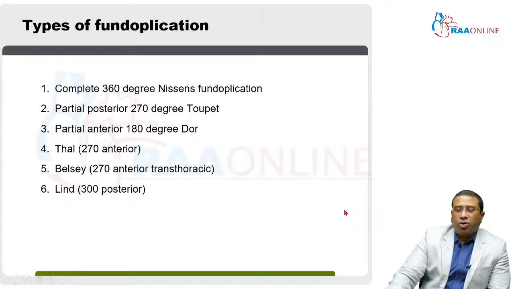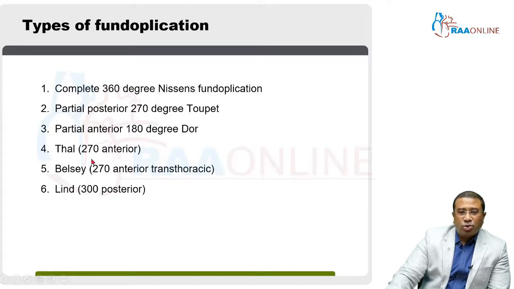So what are the different kinds of fundoplications available? The most common one and the gold standard is the 360-degree complete Nissen's fundoplication, also called the Nissen's floppy wrap. Apart from that, you have a partial posterior 270-degree Toupet fundoplication. You have a partial anterior 180-degree Dor fundoplication.